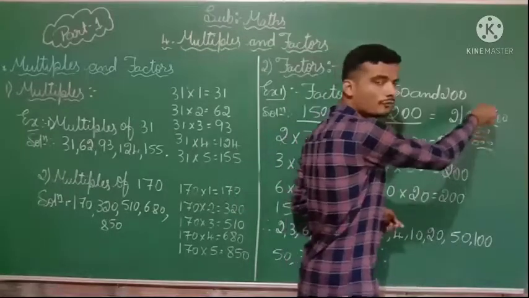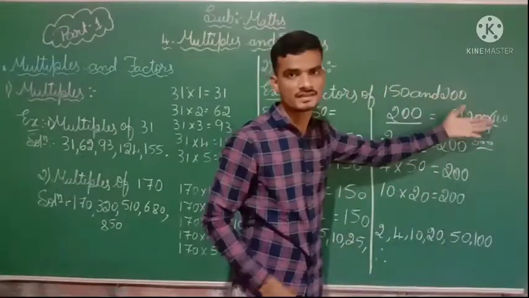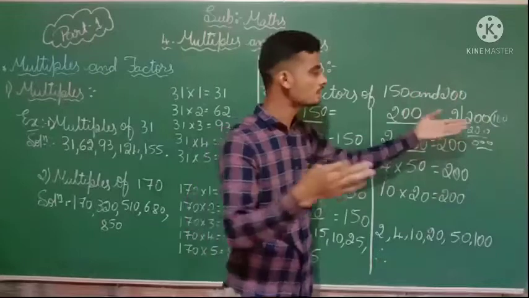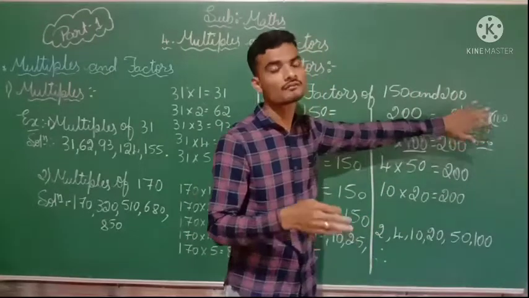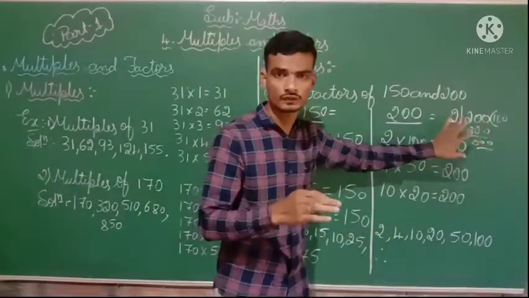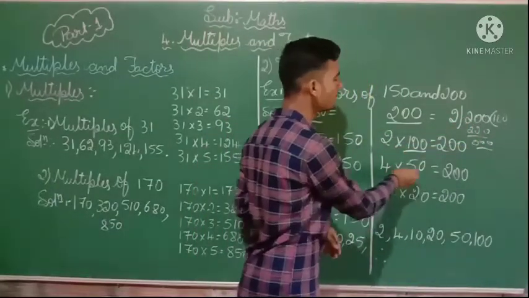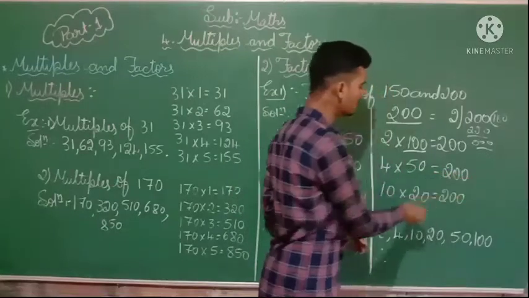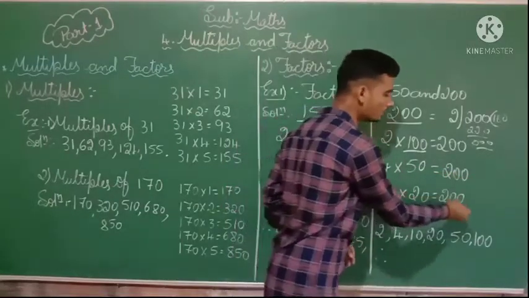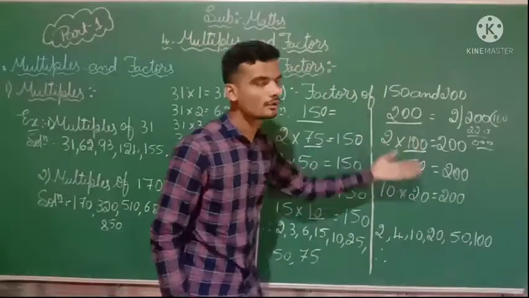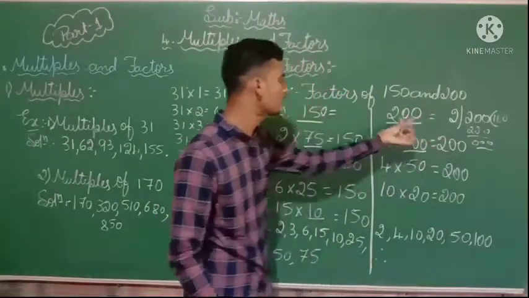In this way you follow. This itself you feel easy; directly means you are getting confused. So you follow this step while you are finding the factors of the given numbers. 2 into 100, 200. Then 4 into 50, you will get 200. 10 into 20 is equal to 200. Now we want to note down all the factors of 200 and 150.